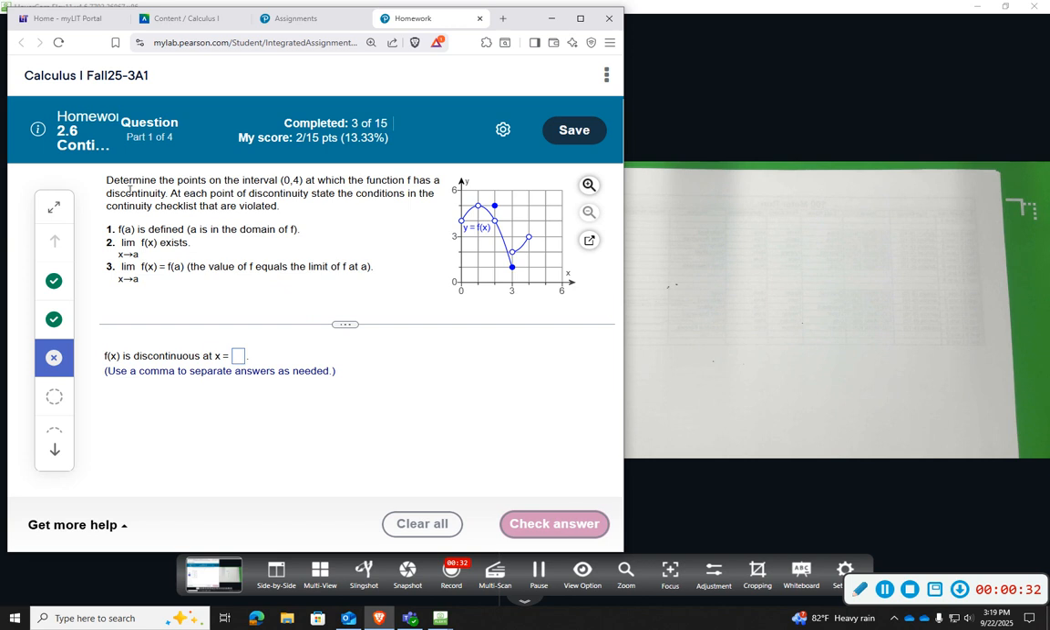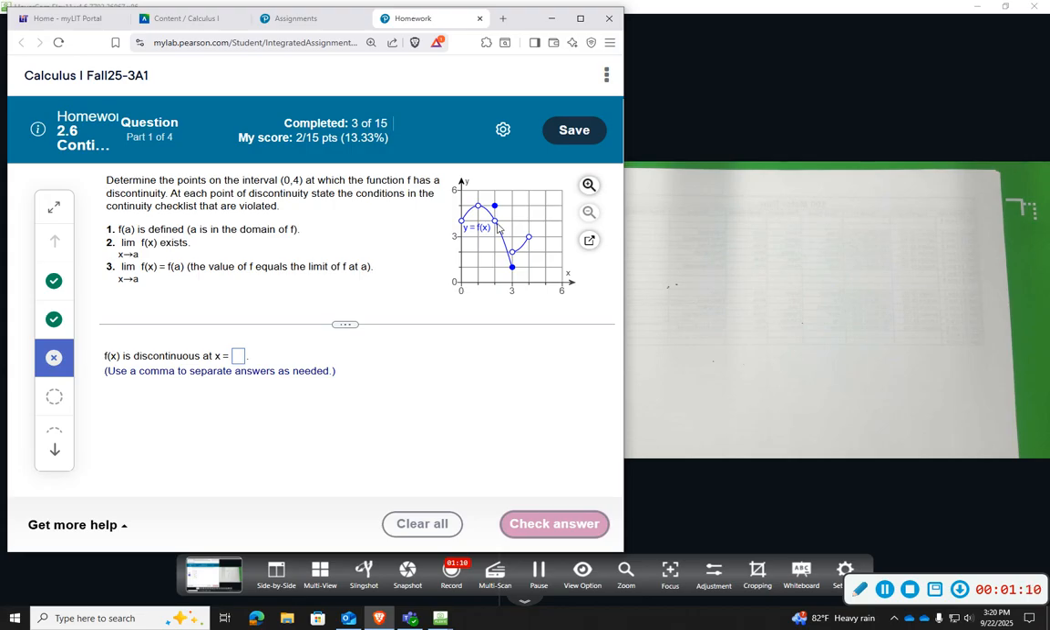All right, question number 3. We want to determine the points on the interval 0, 4 at which the graph of f has a discontinuity, and then at each point we're going to state the conditions that are violated, so the previous definition. Upon looking at this, you would probably want to say, because there's a hole right here, it's discontinuous at 0, also at 1, at 2, at 3, and maybe 4. You would maybe pick all of those.